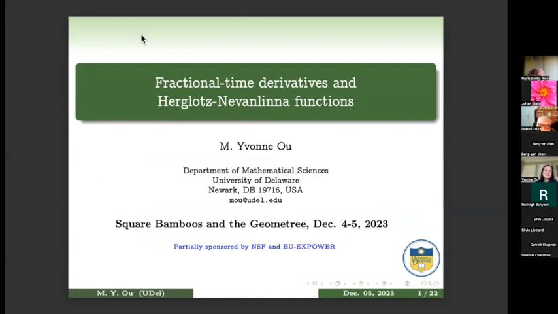So today, just like Diego, I'm going to talk about fractional time derivatives, but I'm going to connect that with a function which is called the Herglotz-Nevanlinna function. This is a class of functions which has been studied for decades in the context of operator theory and complex analysis. So we'll see how these two can be combined together and actually get something very useful out of it.